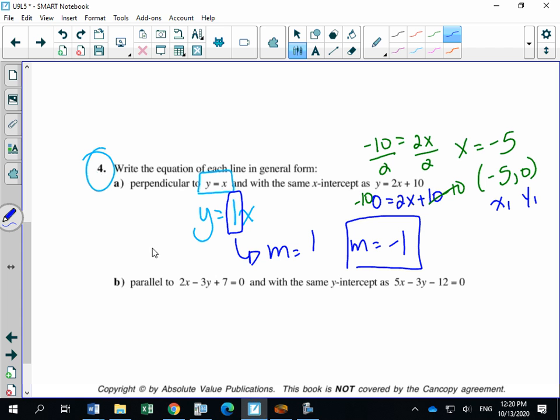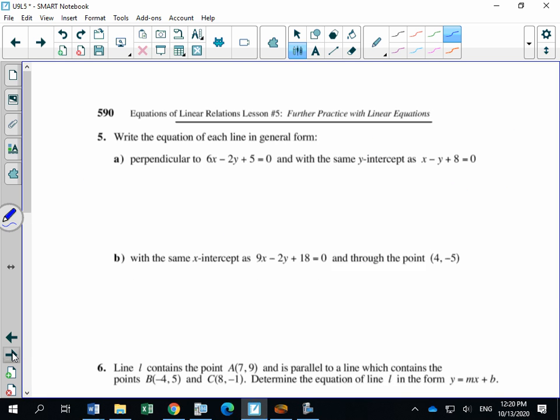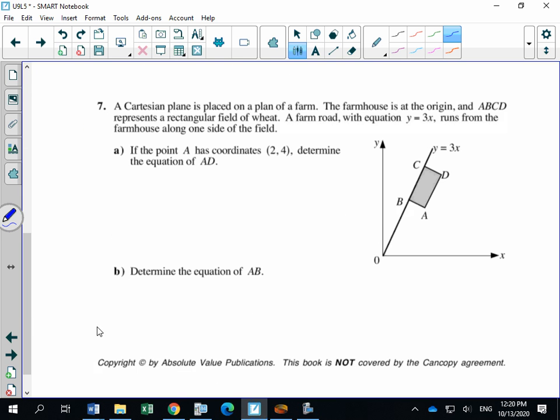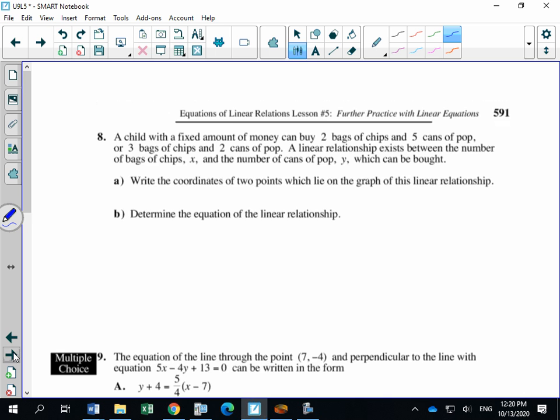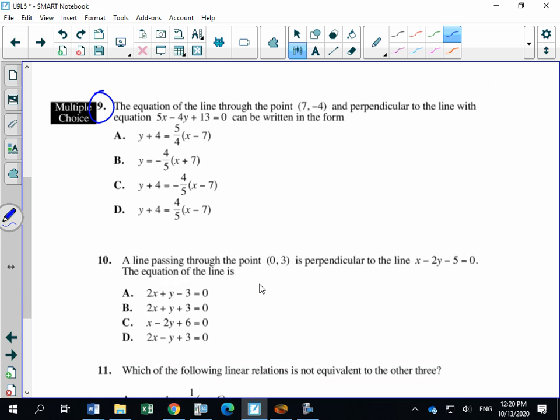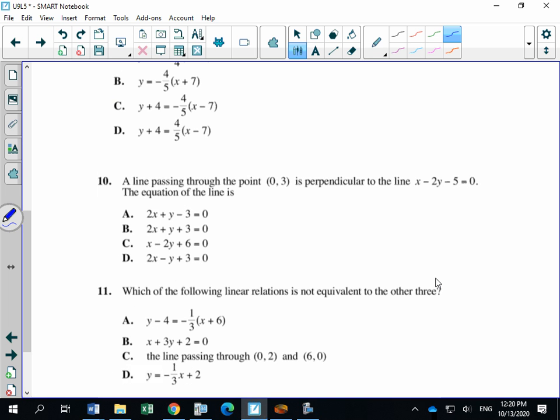Okay, so do number 4, A and B. Flip your page. Do number 5. Not 6 or 7. Do number 9. And do number 10. Okay, so this is like the quiz again, practicing. So do those, and then we'll do the next lesson.